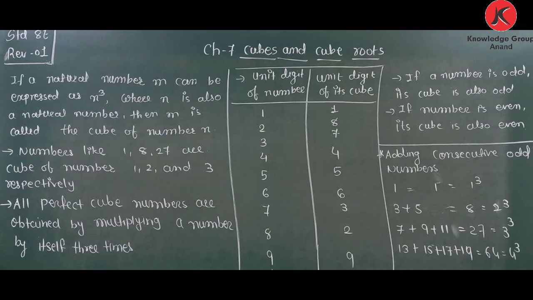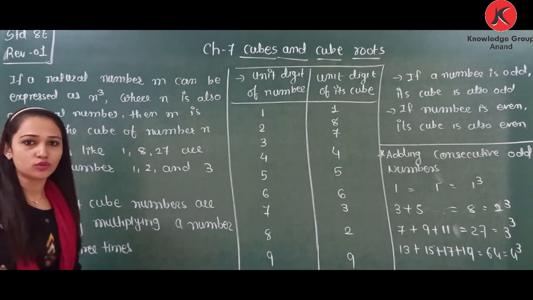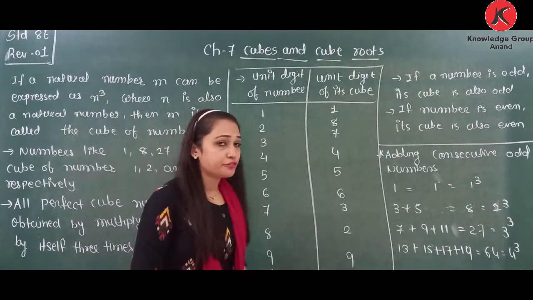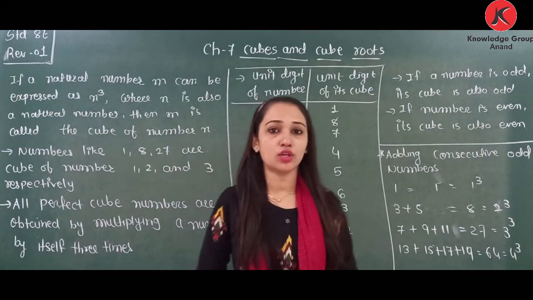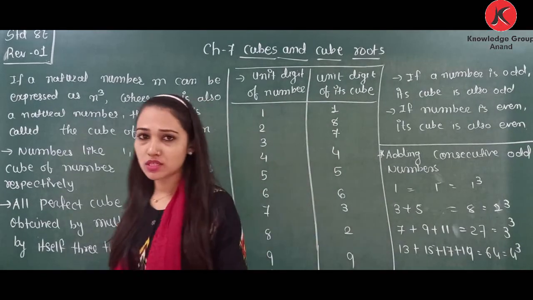Good morning, friends. Today we will start the revision of chapter number 7, cubes and cube roots. This is the same as square and square root. For that, first of all, you need to remember the cubes from 1 to 20. Okay. Now what is a cube?